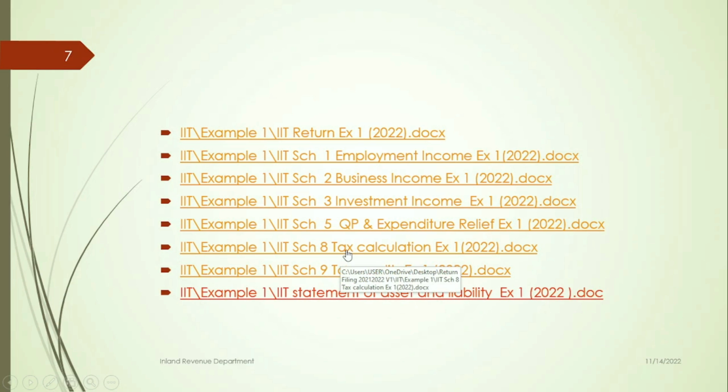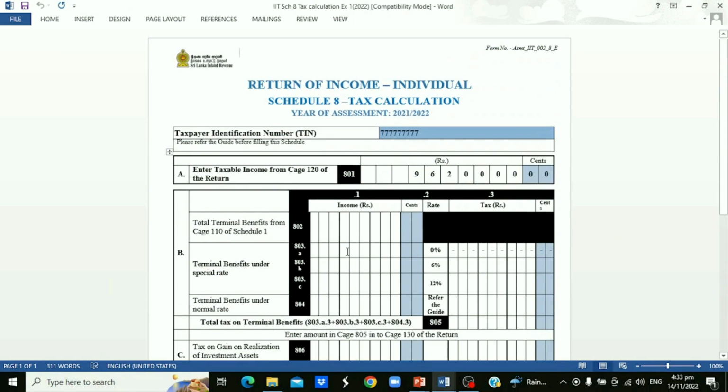Now we can move to the tax calculation schedule, because now we have deducted all qualifying payments and reliefs from the assessable income. Now we have calculated the taxable income of Ms. Chandrika. Therefore, we can apply the relevant income tax rates to that taxable income. This is the schedule to calculate the tax payable amount, that is Schedule 8.